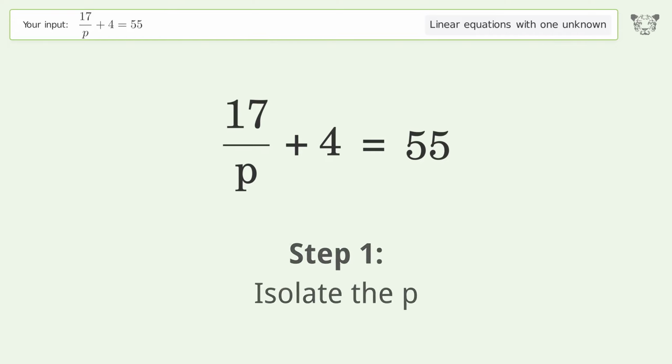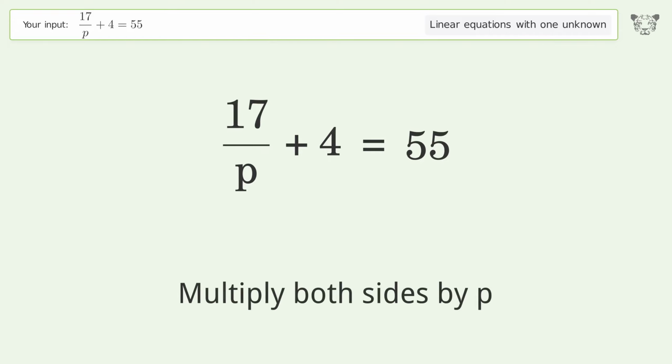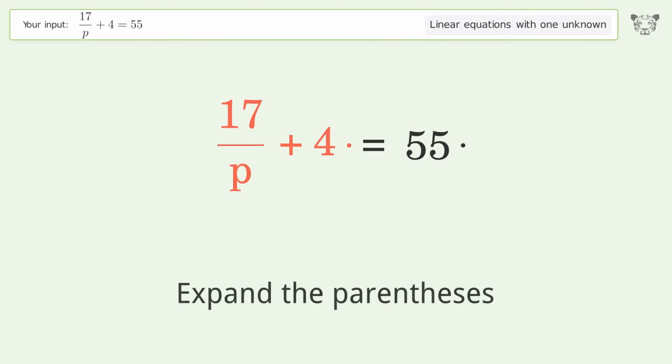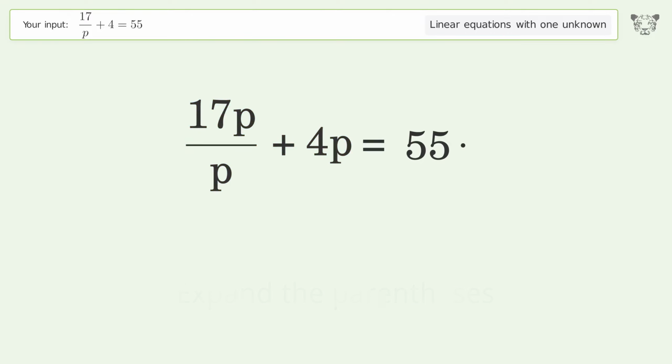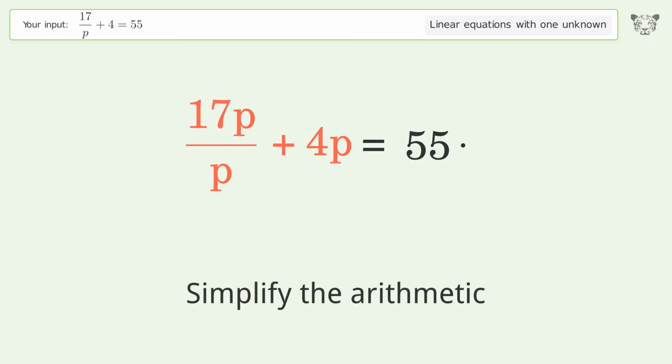Isolate the p. Multiply both sides by p. Expand the parentheses. Simplify the arithmetic.